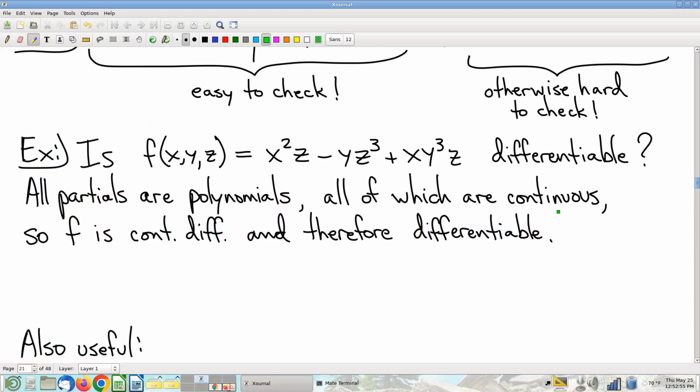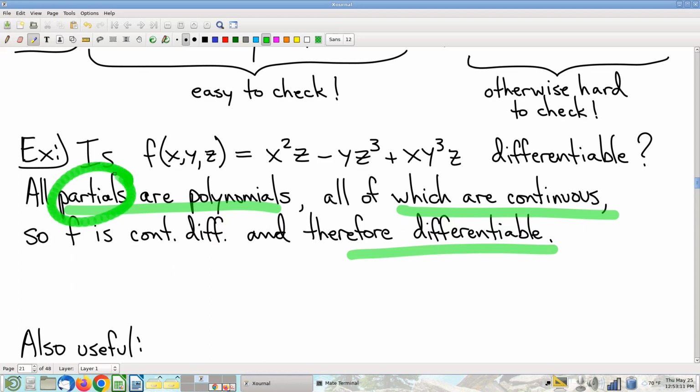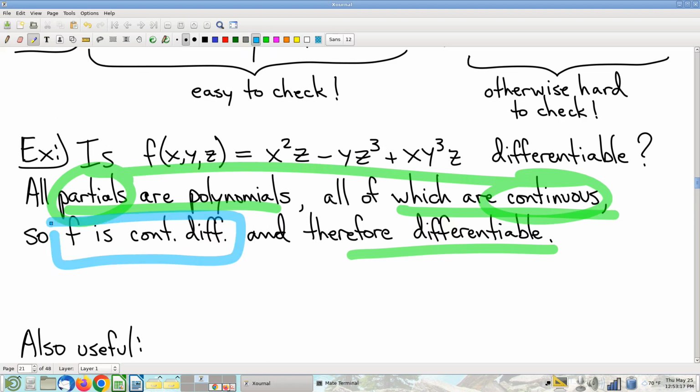Common omission that students will make is they'll say, okay, well, the partials are polynomials, all of which are continuous. So therefore the function's differentiable. Again, all true, but there's a big point missing in the reasoning. The reason that the partials being continuous means differentiable is because of this very significant idea of continuous differentiability and the very significant theorem that it implies differentiability.